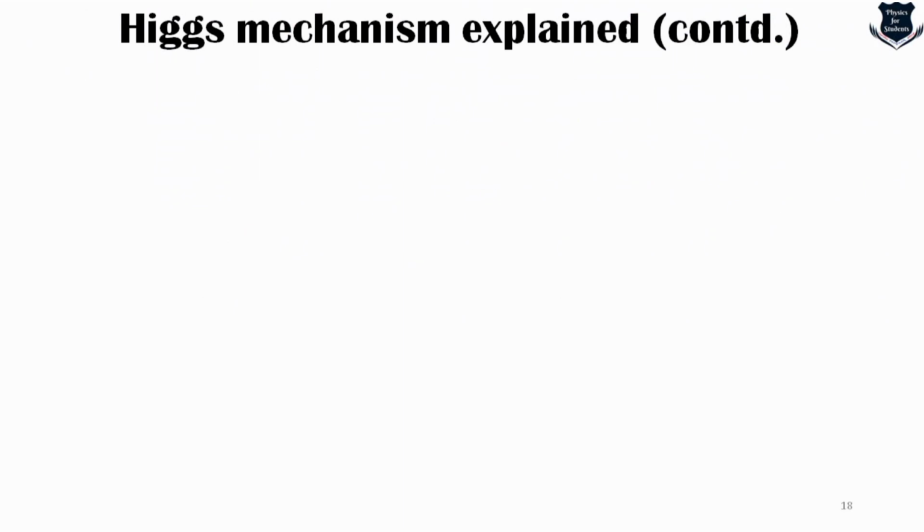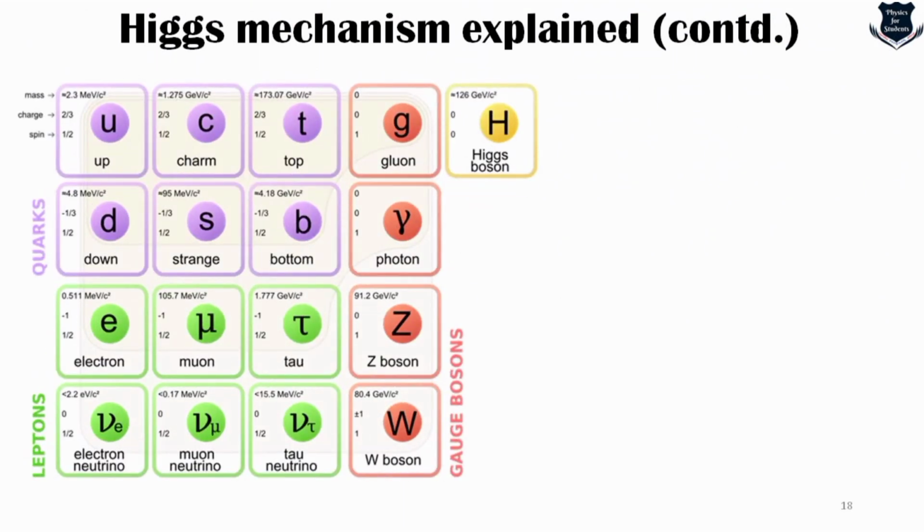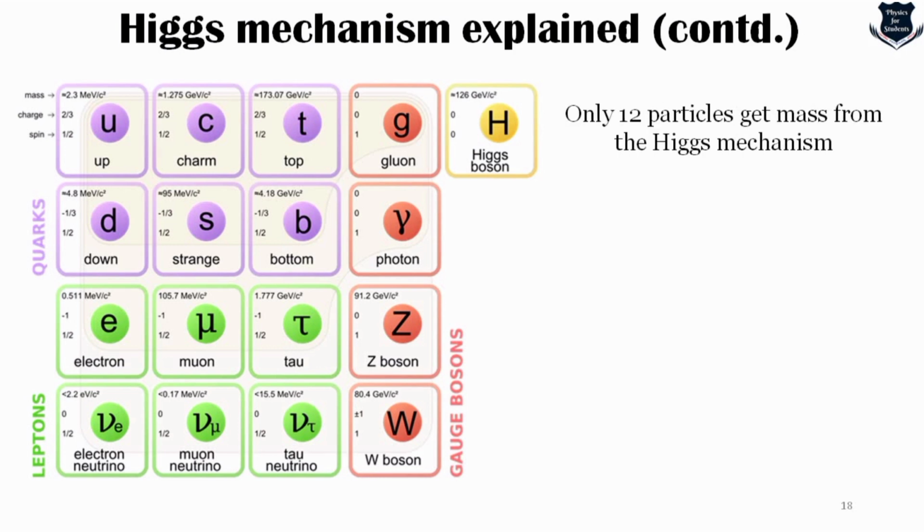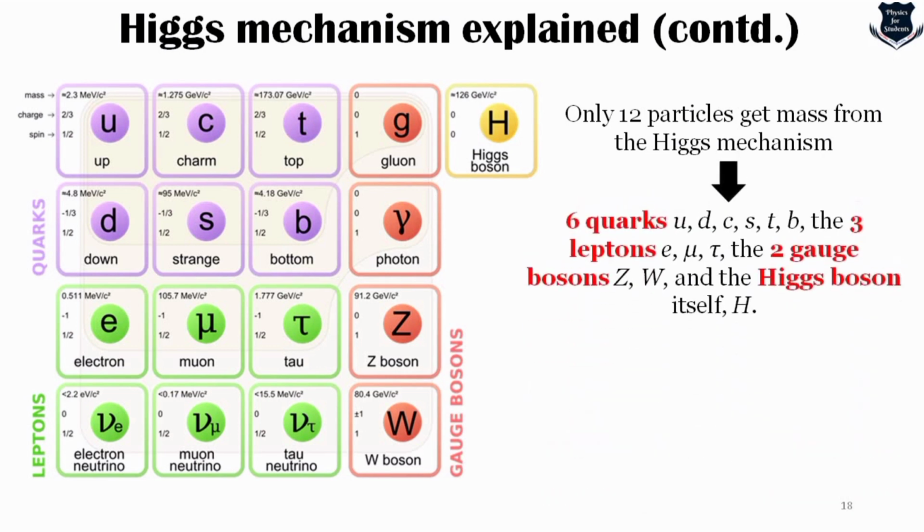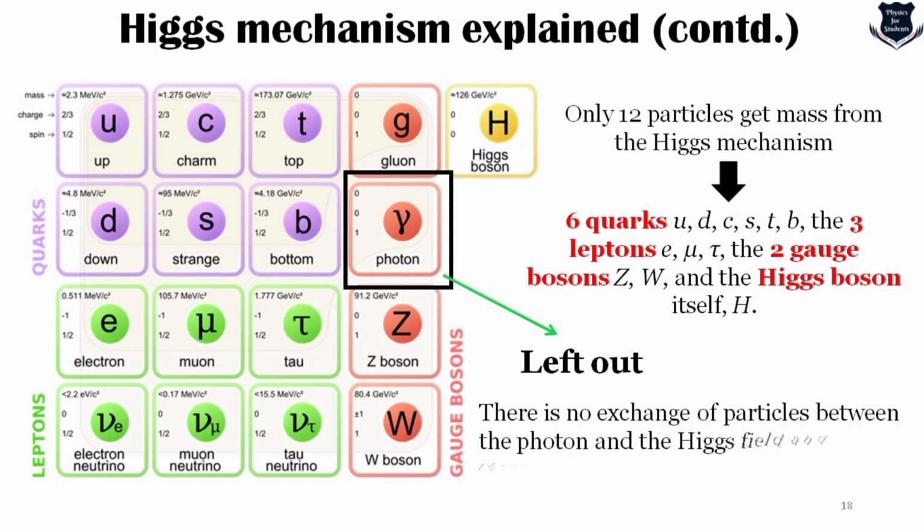But we have not answered this question: how does the photon escape the Higgs field? Now here is the Standard Model. You can see the leptons, you can see the gauge bosons, and here we have only 12 particles that get a mass from the Higgs mechanism. These are the 6 quarks, 3 leptons, 2 gauge bosons, and the Higgs boson itself. However, the photon is left out. The reason the photon is left out is that there is no exchange of particles between the photon and the Higgs field, and therefore they don't interact at all.